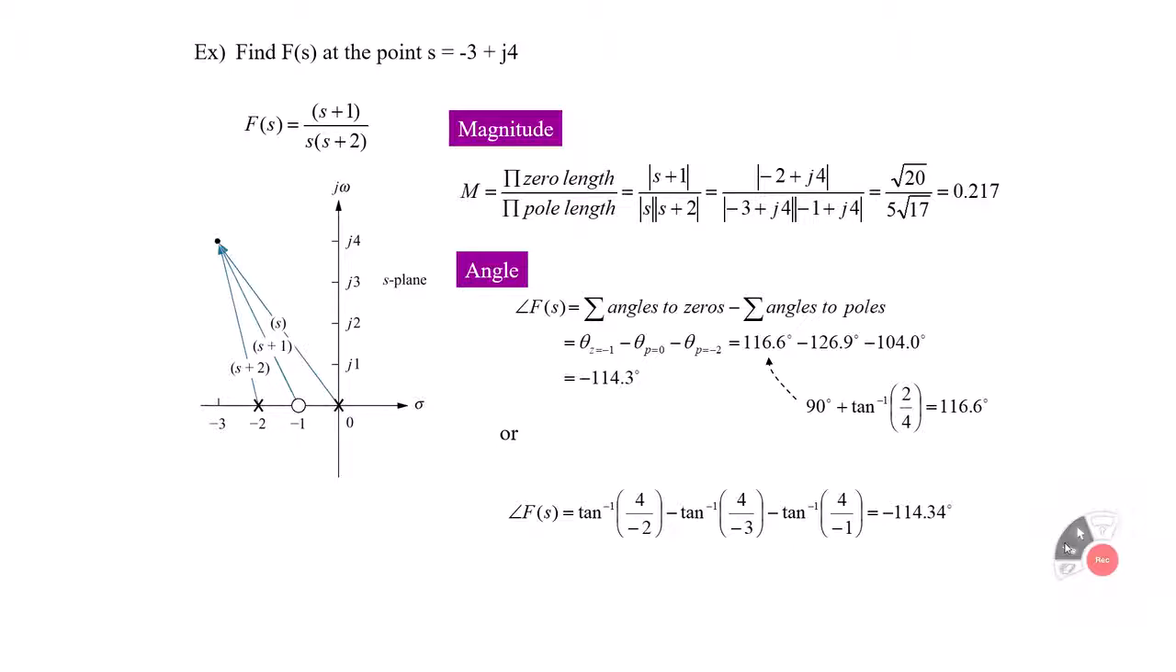What about this? Speak. What's the angle for this? The angle of this is 90 degrees plus, and what about this? 90 plus arctangent of 1 over 4. So in the end, these are the zero and the poles. The zero angle is plus, the pole angles are minus. Add all together. Okay? It's quite simple.